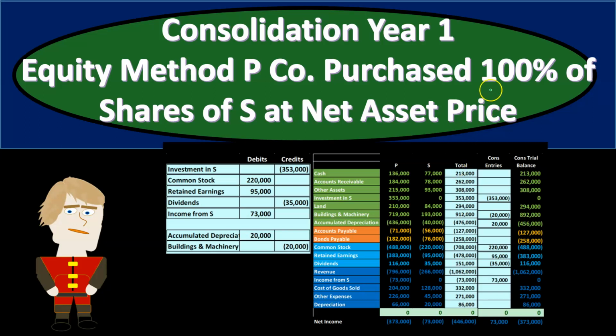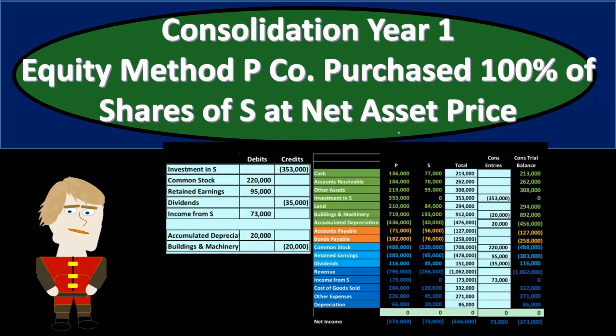So here, then, we're going to have a consolidation where P is purchasing 100% of S, not a controlling interest, not over 51%, 100%. That's going to be one thing that'll make it a bit easier for us. We also note that when the purchase took place, P purchased S for the value of the net asset price at that point in time.